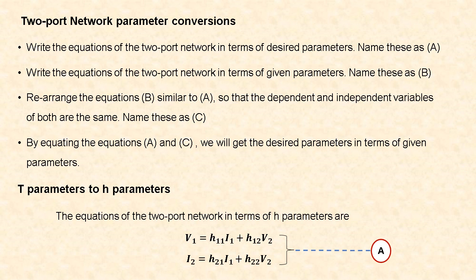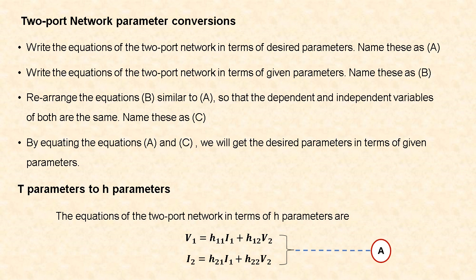Now, rearrange the equations B similar to A so that the dependent and independent variables of both are the same. Now, name this set of equations as C. By equating equations A and C, we will get the desired parameters in terms of given parameters. Let us see an example, that is conversion of T parameters to H parameters.